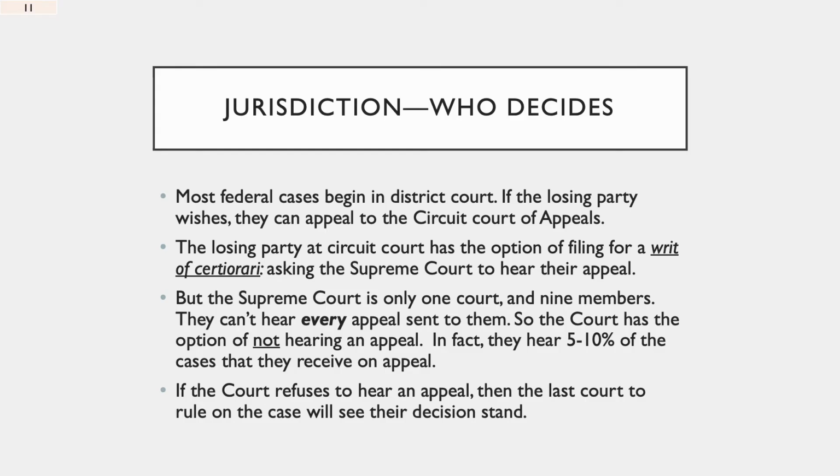So that can't happen. In fact, it has to happen. Because otherwise the Supreme Court couldn't function. Because they'd have thousands of cases and it's only 9 people and they only work 9 months out of the year. It's not built to handle thousands upon thousands of cases. It's built to handle 100 or so. Give or take 100 in either direction. So as I said, if the court refuses to hear that appeal, then the final court to rule on the case, the court of last decision, is the one who will see their decision stand.